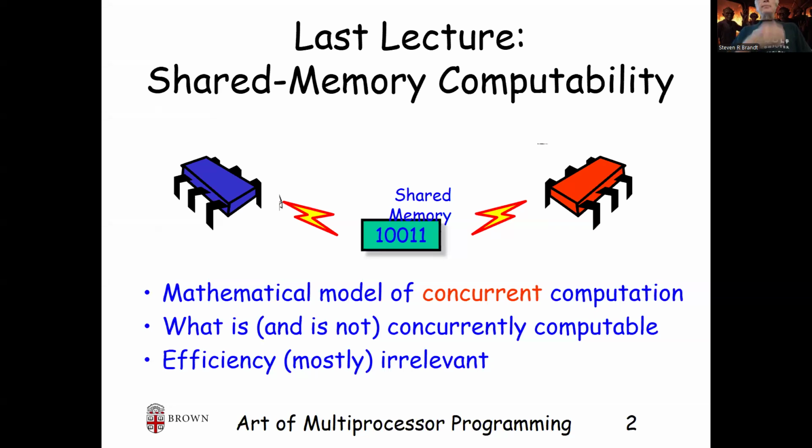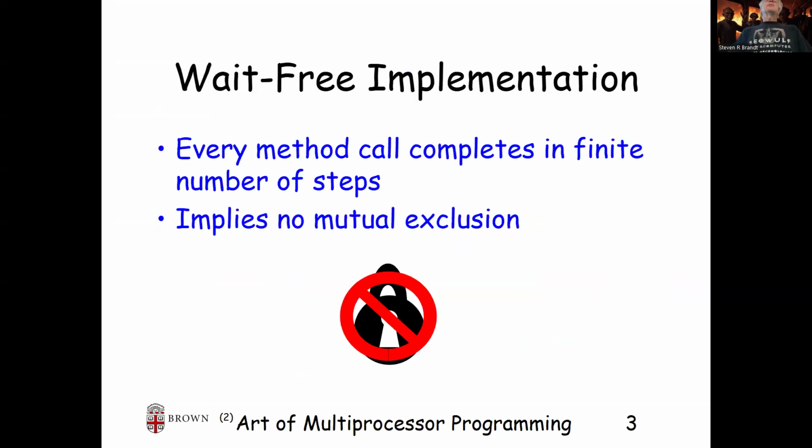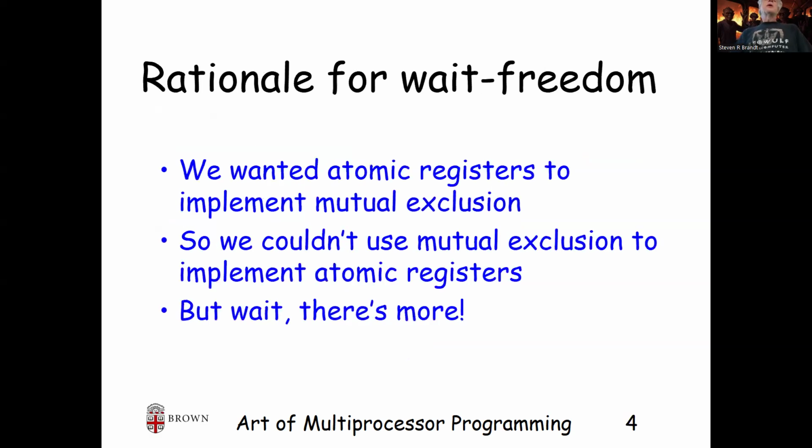So we talked about mathematical models of concurrent computation and what is concurrently computable, and we haven't paid too much attention to efficiency. And we've talked about wait-free implementations, and that means that every method call completes in a finite number of steps, and it implies no mutual exclusion, right? Because mutual exclusion implies waiting and blocking for steps. A while loop with a yield in it, in particular.